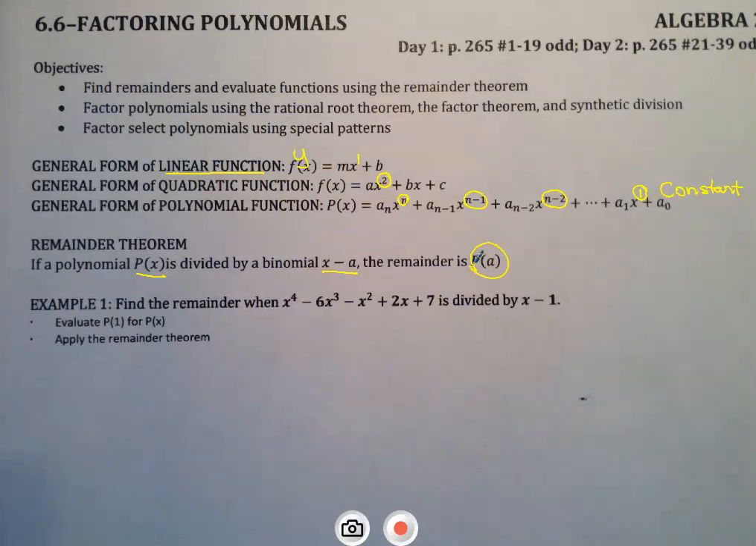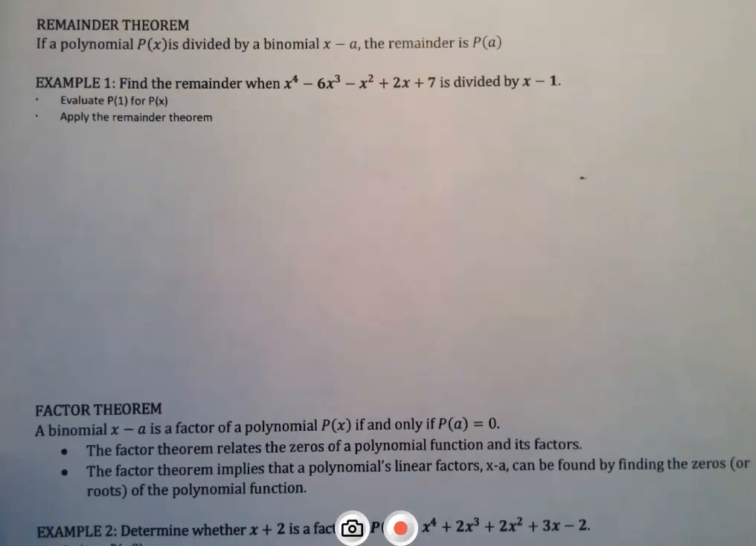So let's actually try this out. It'll make more sense once we see it. So let me clear this up and move it up here. We'll keep the remainder theorem. So example 1 says find the remainder when x to the 4th minus 6x cubed minus x squared plus 2x plus 7 is divided by x minus 1. So notice we're looking for this binomial pattern, x minus a. So what is our a here? 1. Okay, so a equals 1. And it says find the remainder. We're not actually solving it, we're just finding the remainder.